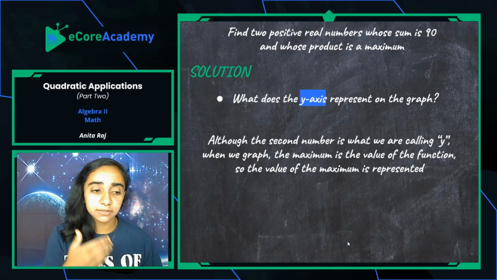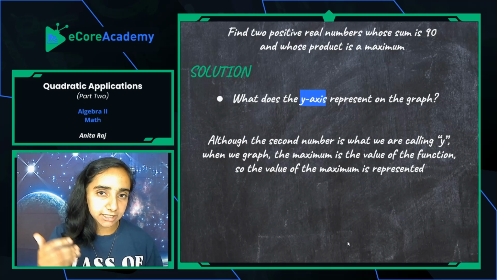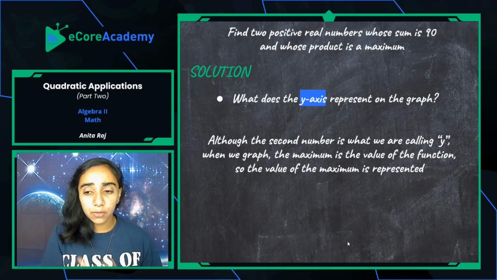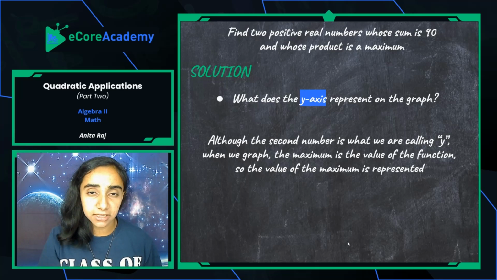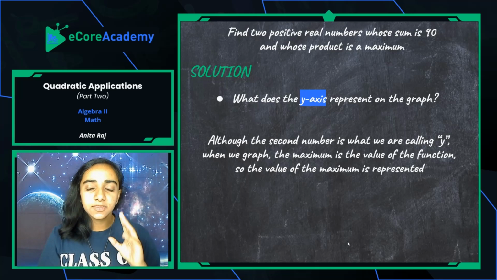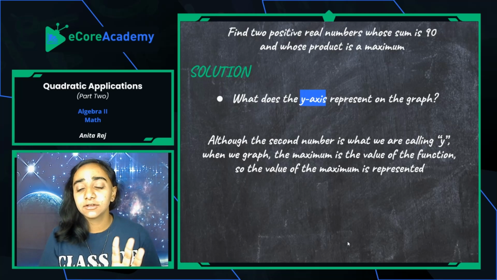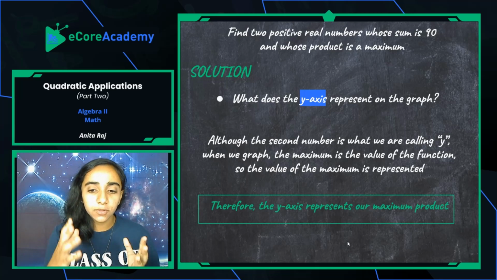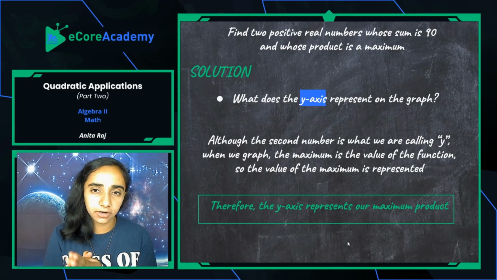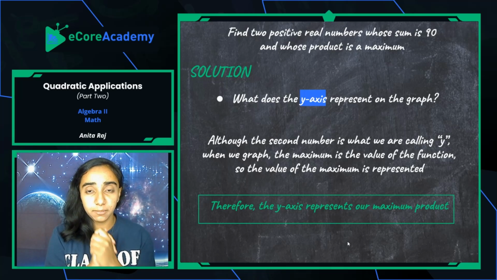Because this function is p equals, p is our maximum product. Therefore, the output, which is the value of the function at that given point, is the maximum product. Therefore, the maximum is the value of the function at the vertex. So the value of the maximum is represented. Therefore, the y-axis represents your maximum product. Everything I just explained, that's the reasoning to how you get there. Therefore, the y-axis represents our maximum product. So the x-axis represents our first unknown variable. The y-axis represents our maximum product.